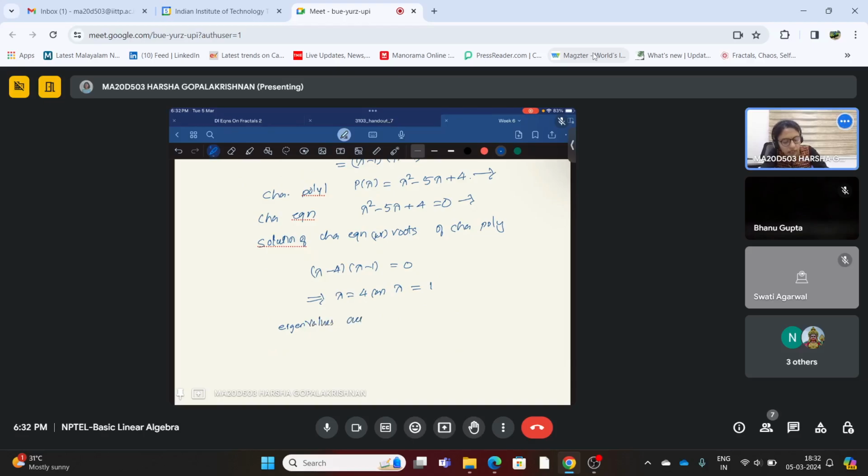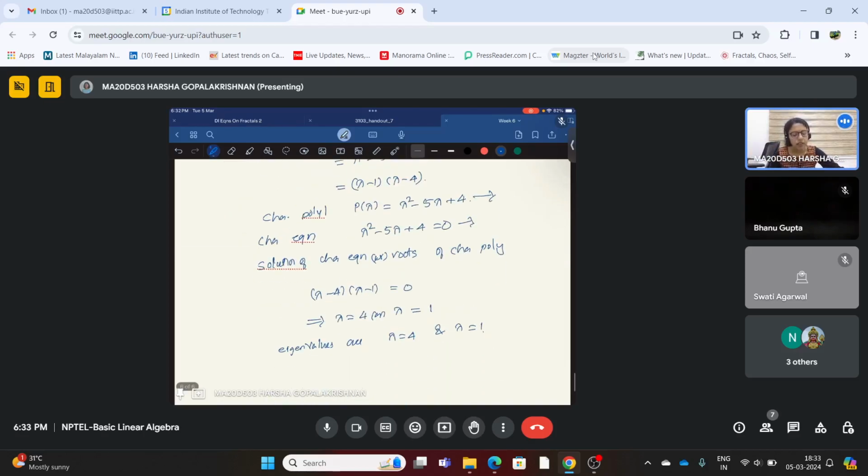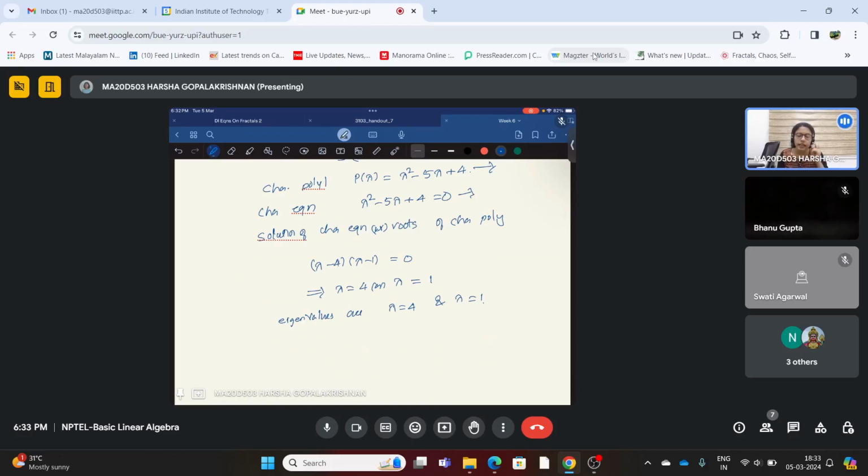Eigenvalues are lambda equal to 4 and lambda equal to 1. I just got the eigenvalues lambda equal to 4 and lambda equal to 1, and our matrix is a 2 by 2 matrix. Now, before finding the eigenvector, can you say whether this given matrix is diagonalizable or not? From this point, can you say?